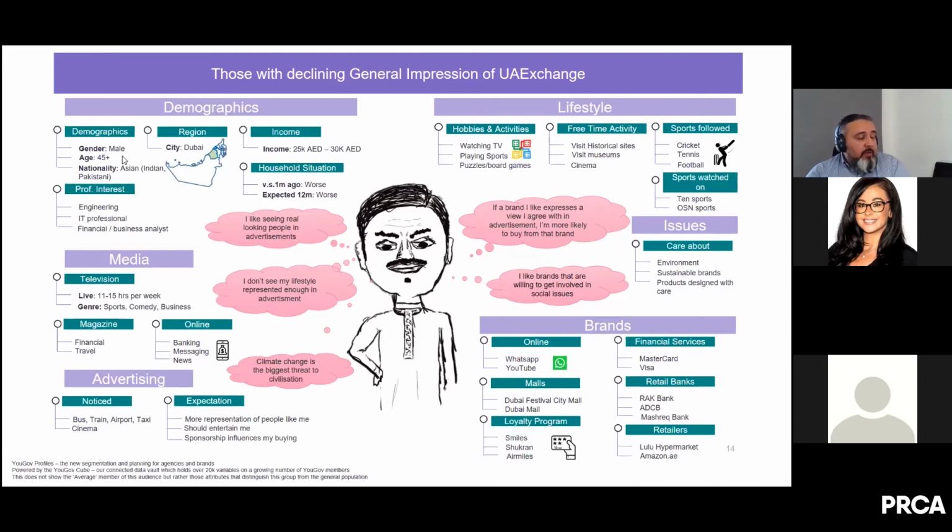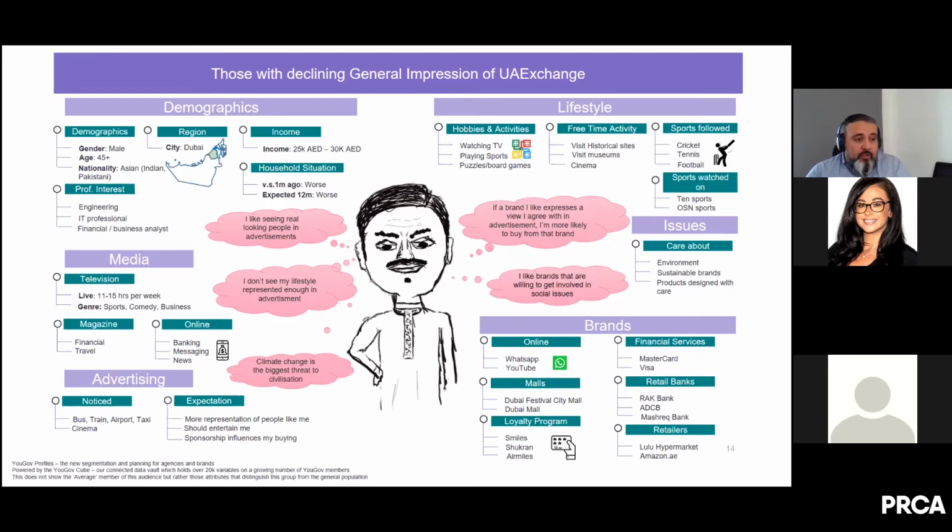So you can see beyond the demographics, which are males, 45 plus, Asian subcontinent based people, generally more likely to be living in Dubai with a middle income, but concerns over their income moving forward. These are people that have said that they don't see enough people like themselves or real people in advertising. So they might want to see more people that represent them in advertising, instead of the glossy stars that we have in a lot of campaigns. They're interested in brands that express views that are important to them, and they're more likely to buy from brands that advertise along those lines. And they like brands that are willing to get involved in social issues.